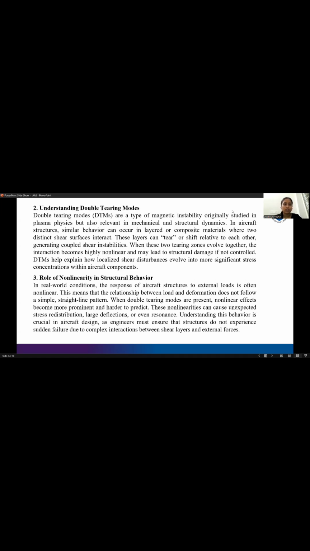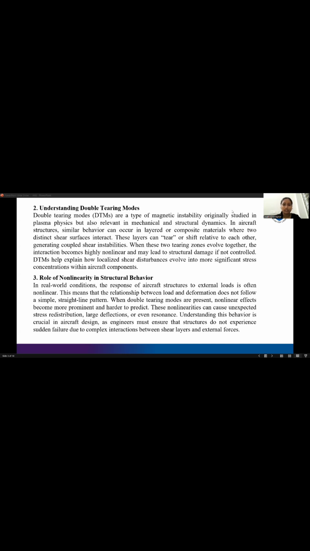Understanding double tearing modes. Double tearing modes are a type of magnetic instability originally studied in plasma physics, but also relevant in mechanical and structural dynamics. In aircraft structures, similar behavior can occur in layered or composite materials, where two distinct shear forces interact. The layers can tear or shift relative to each other, generating coupled shearing instability.